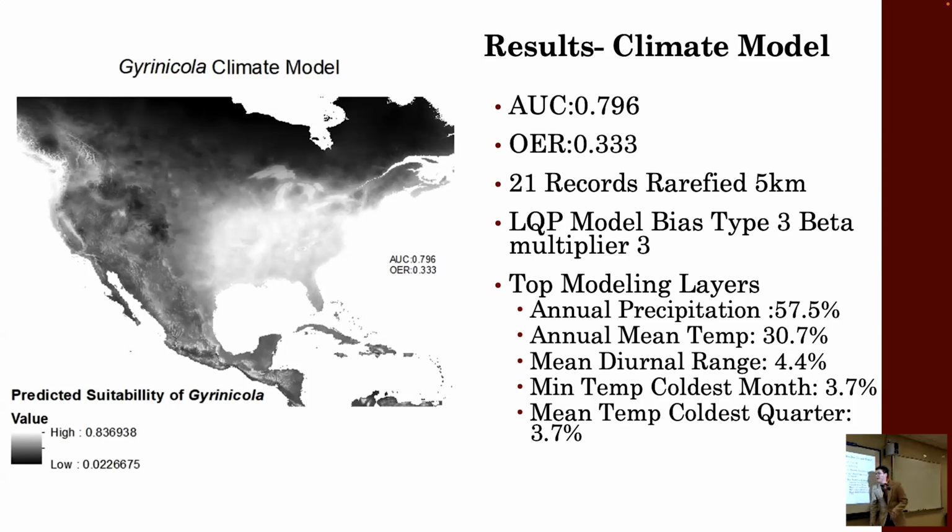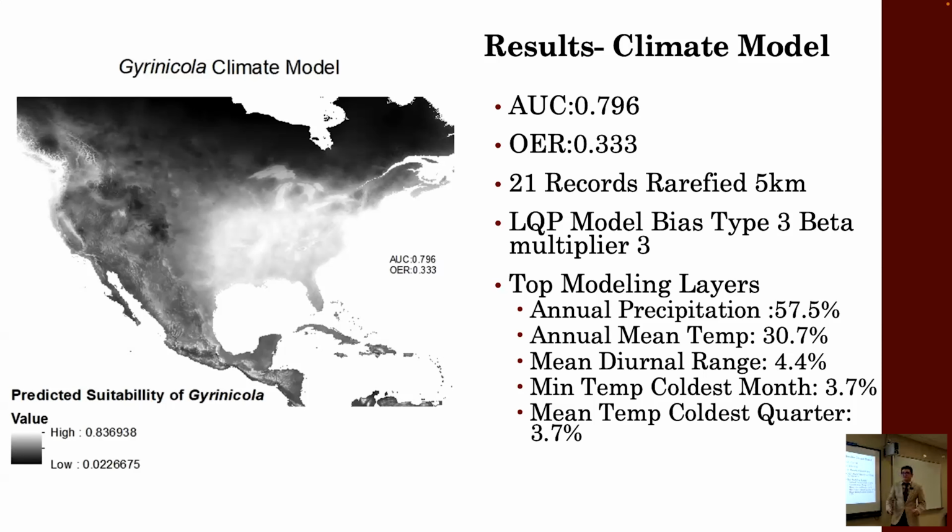total is a little bit lower. In terms of what I was looking for in this model, I wanted to see what environmental factors were affecting these Gyrinicola. So I looked at the top 2 layers, and it seemed like precipitation and mean temperature had some effect on where these worms were actually capable of setting up infection.